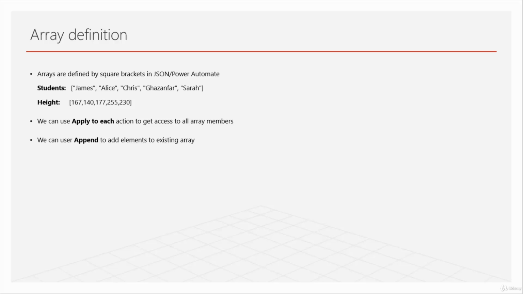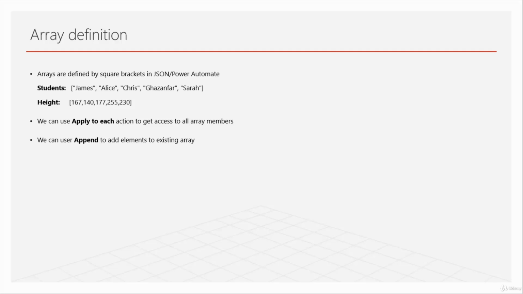Fantastic. Now let's see how we can convert those arrays into the language that Power Automate can understand. So basically, JavaScript object notation. It's very simple. Students, we put inside square brackets. And remember, in JSON and Power Automate, square brackets represent an array. So whatever is inside the square brackets is considered an array, and every element is separated from the other element by a comma. Strings are enclosed in double quotes. And if you're working with numbers, we don't need to enclose them in double quotes. As simple as that. Now, if you want to navigate through all those elements, we use apply to each. If we want to add another element to that array, we use the append action.